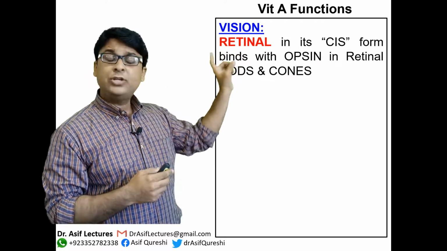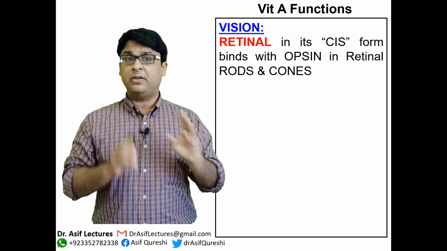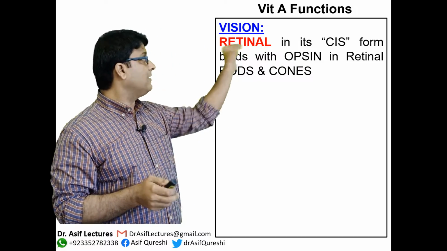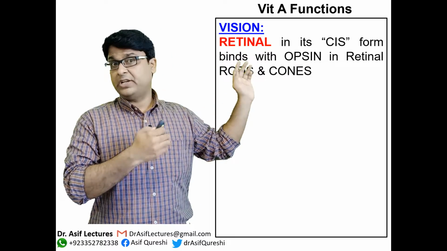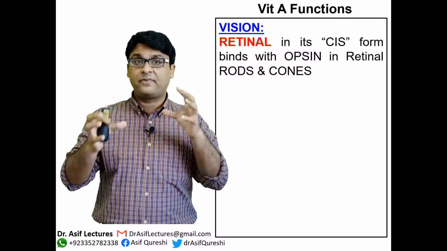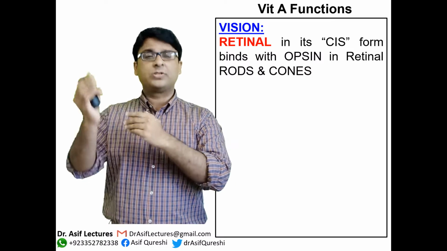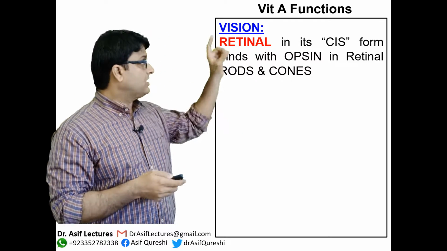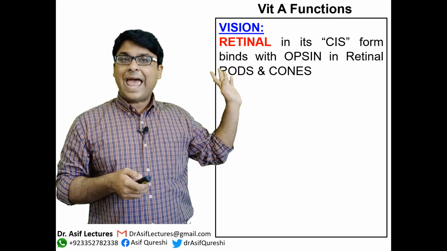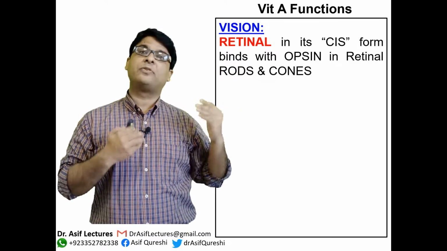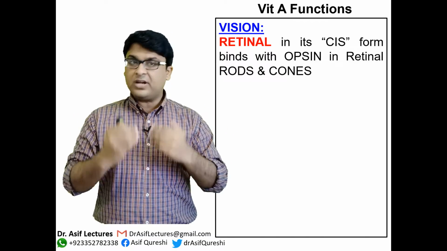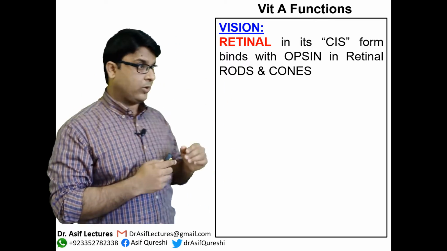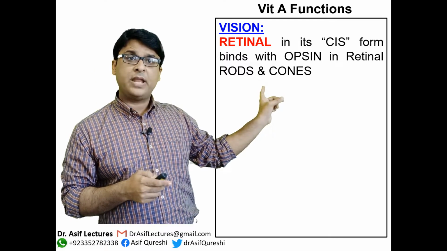But here, remember, I told you there are 3 different forms of vitamin A: retinol, retinal, and retinoic acid. Out of those 3, retinal is the one involved, and also in its cis form. So these are different geometrical configurations. There is a trans form, which is pretty much a straight form, and then there is a bent form, which is called the cis form. So the cis form of retinal is actually responsible for the vision function of vitamin A. And where does that happen? In the rods and cones of the retina. We'll discuss that in more detail, okay? So the first function of vitamin A you have to remember is vision.